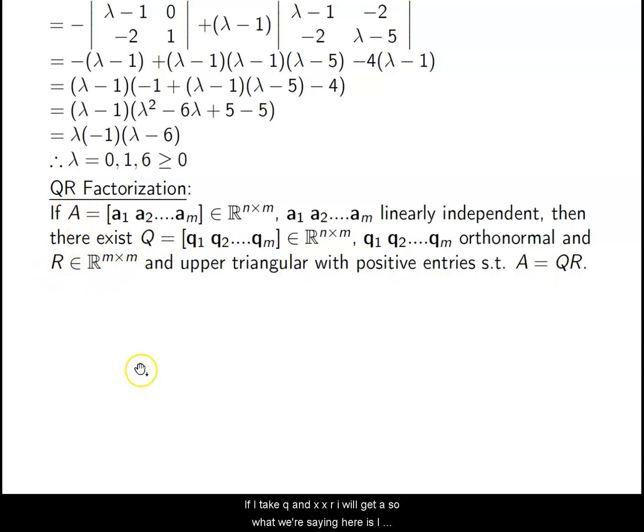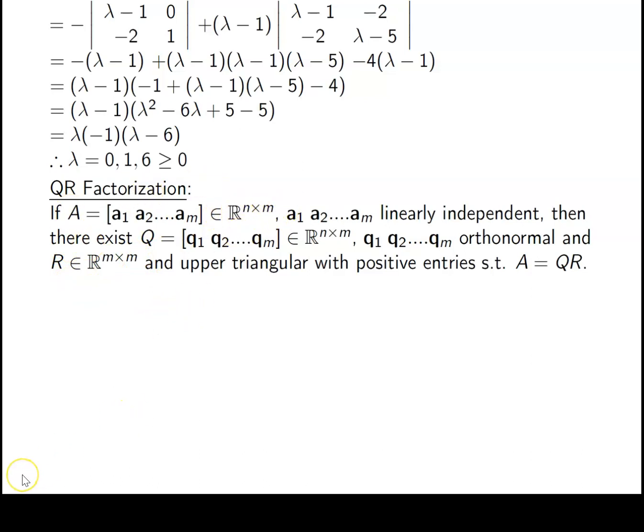So what we're saying here is I can break A down into an orthonormal matrix. I'm sorry, an orthogonal matrix, I should just say. So the column vectors are going to be orthogonal to each other. They're going to be normalized. And I can multiply that times R, which is upper triangular with positive entries. So this decomposes into an orthogonal matrix and an upper triangular positive matrix. So that's our factorization for things that are not square.